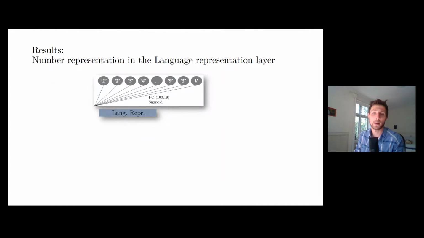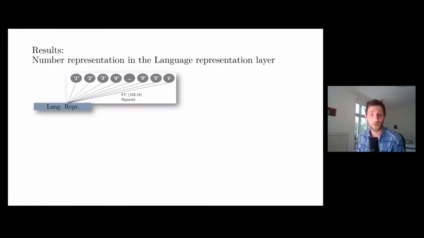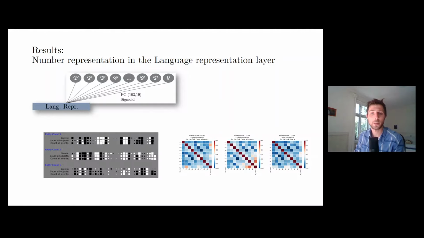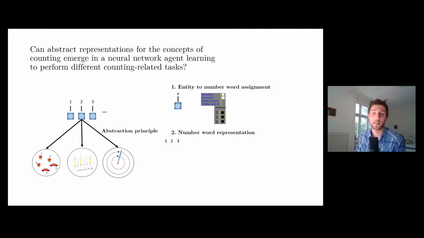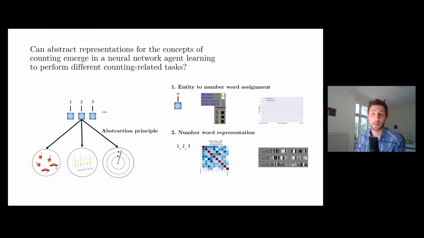A similar analysis on the language representation of the network, the Hinton diagram and correlation matrices, revealed first that numbers are represented in the language channel, and second that the number representation is shared over all tasks. So indeed, we found counting-related concepts such as the entity to number word assignment in the visual representation and the number word representation in the language channel of the network. Further, we discovered that some of these representations are independent of the kind of entity and thus abstract.